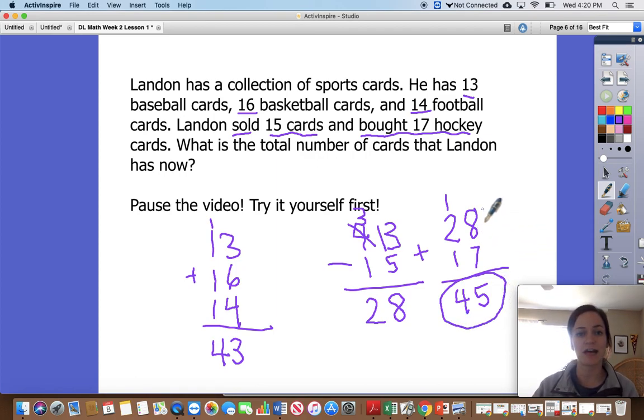Now, there's so many different ways you could have solved that. You could have, if he sold 15 and bought 17, you could say, oh, well, he only gained 2 more, so you could have just added 2 onto the 43. That's one quick way to do it. There's a lot of different ways you could do that. For the sake of not having this video be really long, though, I'm going to go ahead and go to the next problem.